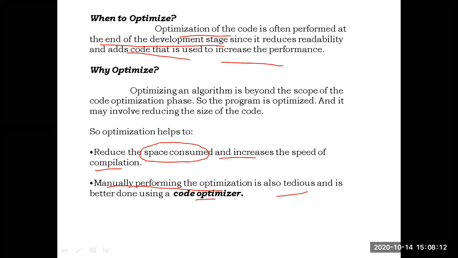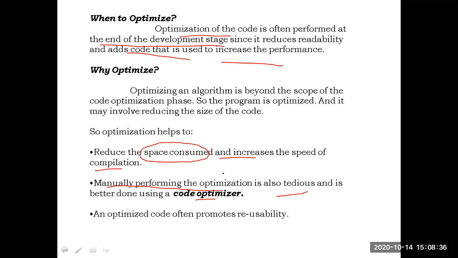Simply, the source code will be given to the code optimizer. It will automatically improve the code, and the final optimized code will be given to the code generator. Clear? The manual process is very tough, that's why it is preferable to do the optimization using the code optimizer.